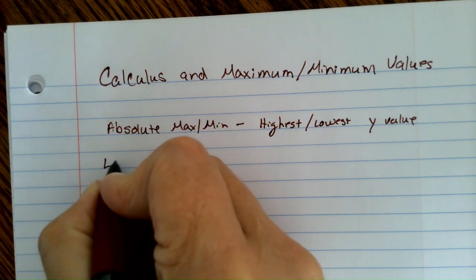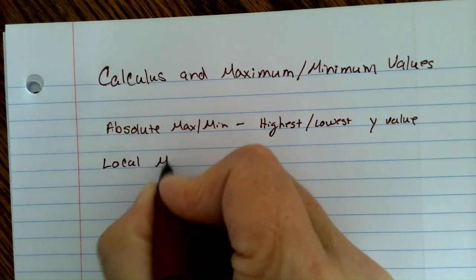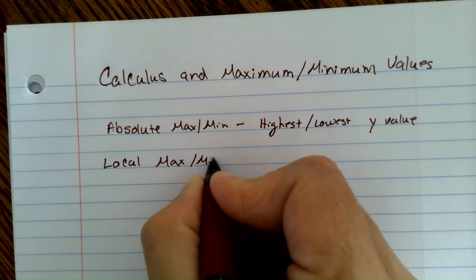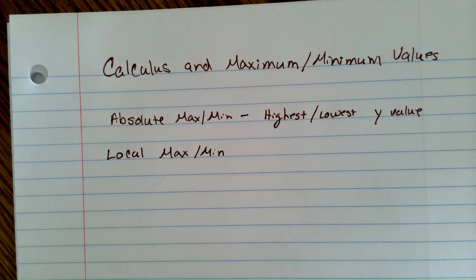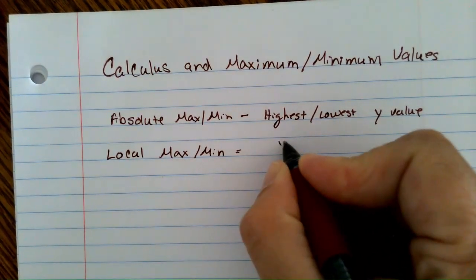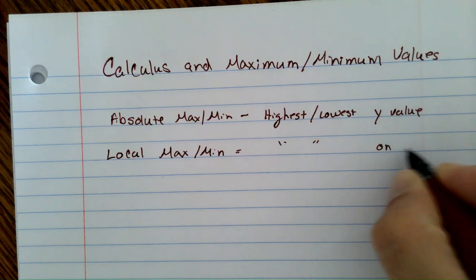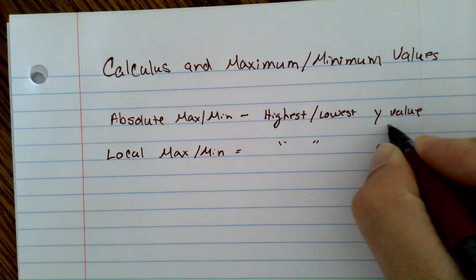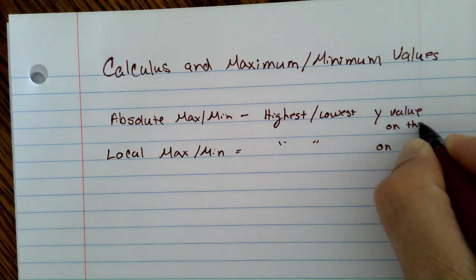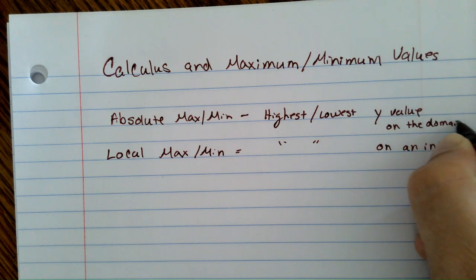What we often talk about, though, is the local max and min. Now, you can only have one absolute maximum, one absolute minimum. You might have more than one. But with local max and min, it can occur multiple times. So that's just going to be looking on an interval. So same idea, but this is going to be on an interval, where this is on the entire domain. Okay?